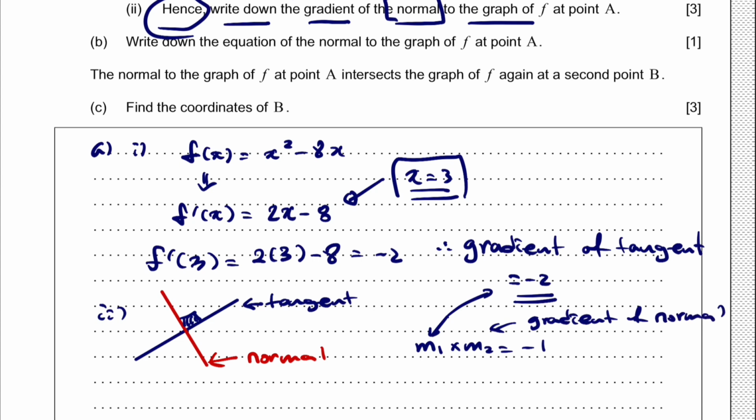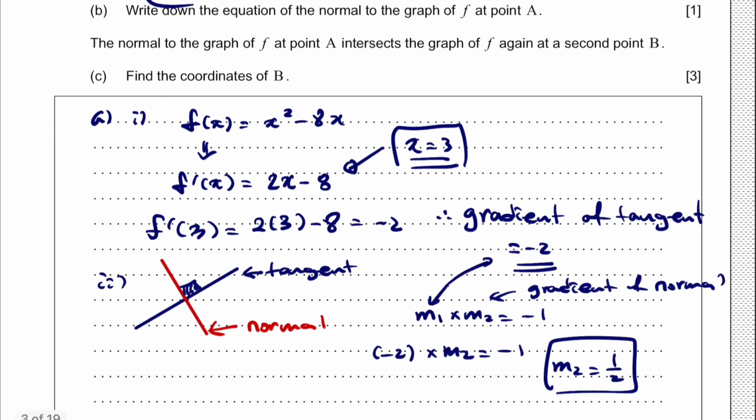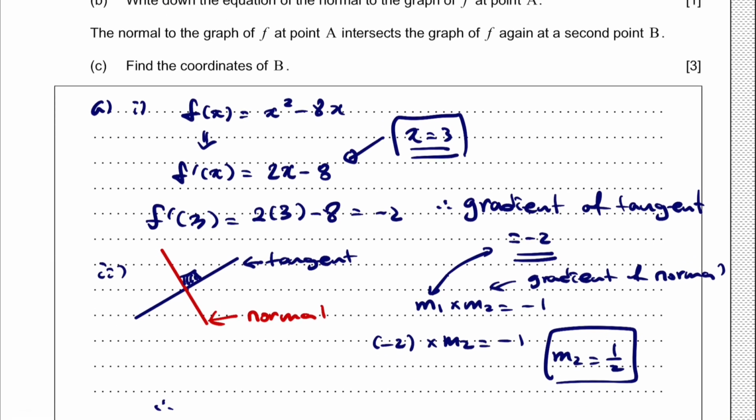So we can do negative 2 times m2 equals minus 1. Then m2 is equal to 1 over 2. So we can say the gradient of the normal line is equal to 1 over 2.